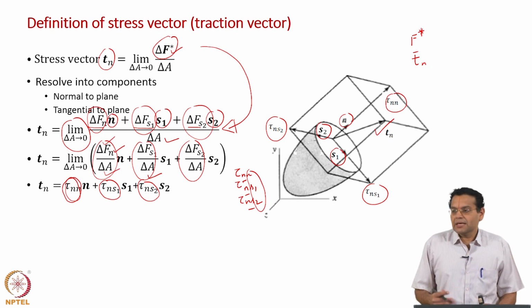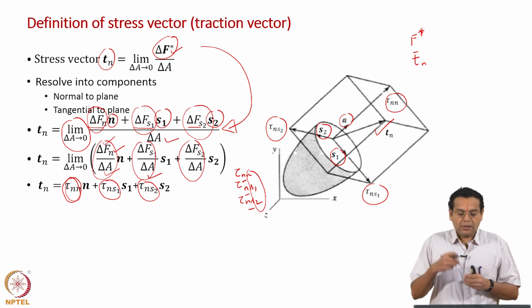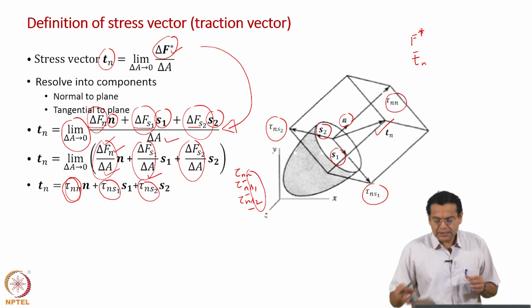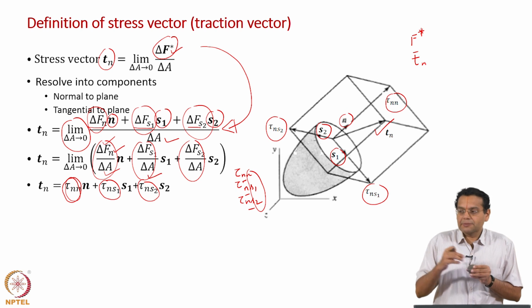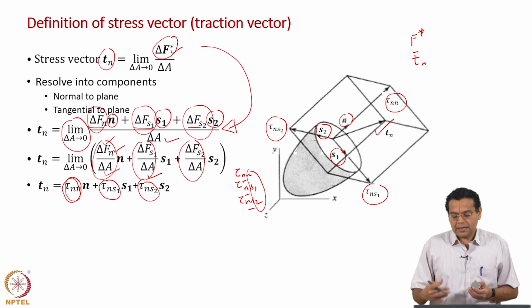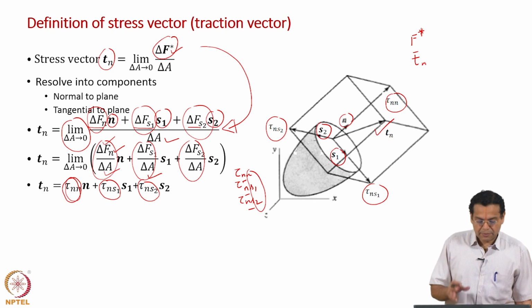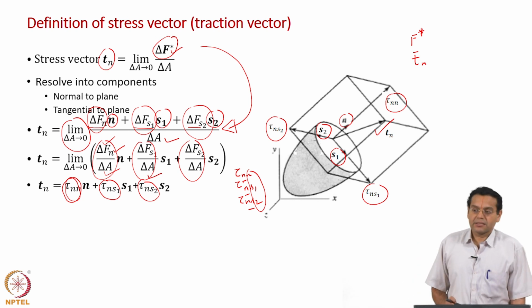What is the difference? The resultant is averaged over an area, but now we have resolved the stress vector acting on a plane at a particular point along the normal direction and the tangential directions as well. So, to summarize this slide, we have introduced the normal stress and the shear stress components.